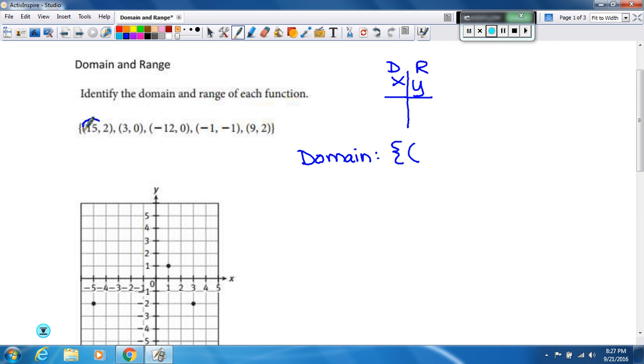So you've got, I'm just going to circle all the first values. Those are all the X's. The X's come first. It's in alphabetical order. And I'm just going to list them. So I don't need parentheses here.